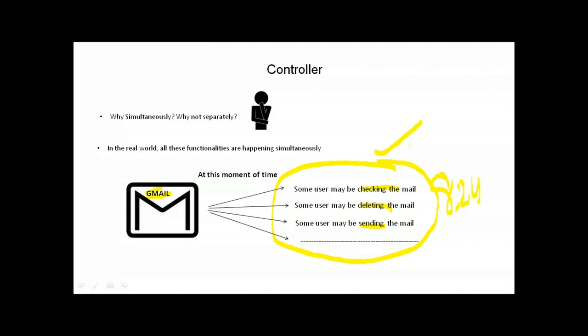That is the reason why we create all these scripts called check mail, delete mail, send mail and all that, and we execute them simultaneously or concurrently, but not separately. Because that's what is happening in the real world. Check mail, maybe 500 people are checking the mail at this point of time. Delete mail, 30 people may be deleting the mail at the same point of time. So that is what we are doing.